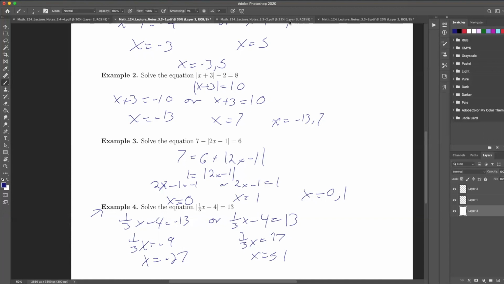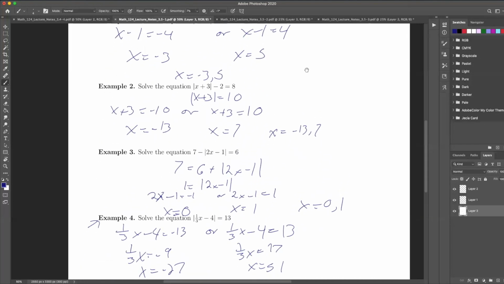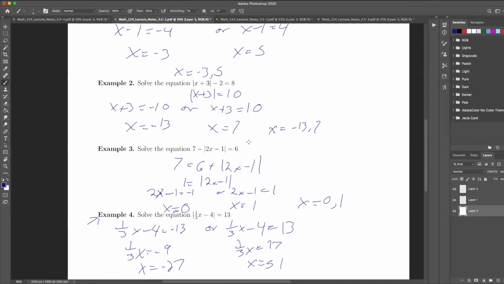All right. And so, I don't know, to me, in my opinion, stuff like this is way easier than what we were just doing, right? I don't know, maybe it's just me. I agree. What was the last answer? The last answer is minus 27 and 51. Okay.